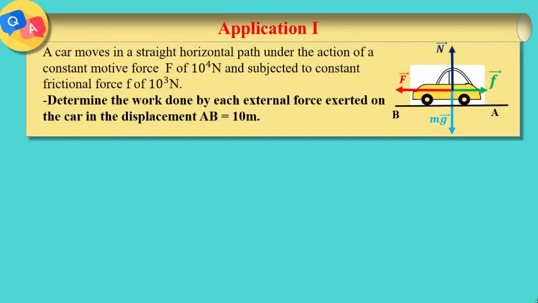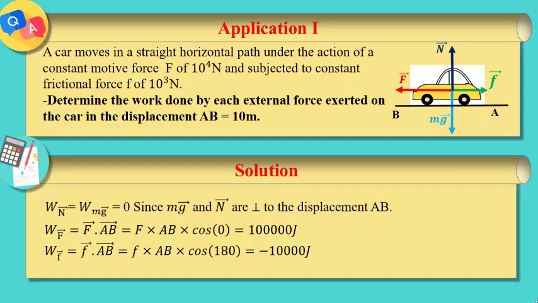Let's solve this application. A car moves in a straight horizontal path under the action of a constant motive force F of 10 exponent 4 Newton and is subjected to a constant frictional force f of magnitude 10 exponent 3 Newton. Determine the work done by each external force exerted on the car in the displacement AB equals 10 meters. So what are the forces acting on this car? We have the normal reaction, which is vertically upward, weight, which is vertically downward, friction, horizontal, opposite to the tendency of motion, and F with the direction of the motion from A to B.